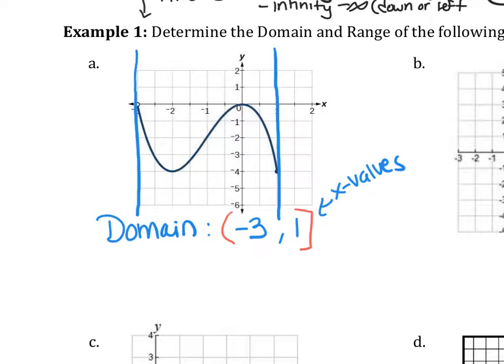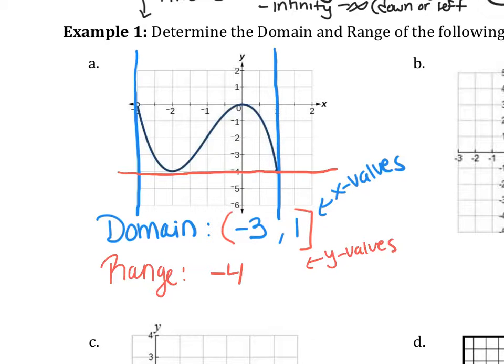Okay, then if we do our range, so range we always go from low to high. So the lowest our graph goes is the y value of -4. Because again, we're dealing with only the y values. I don't care about the x values. And then the highest my graph goes is the y value of 0. So lowest y value to highest y value.